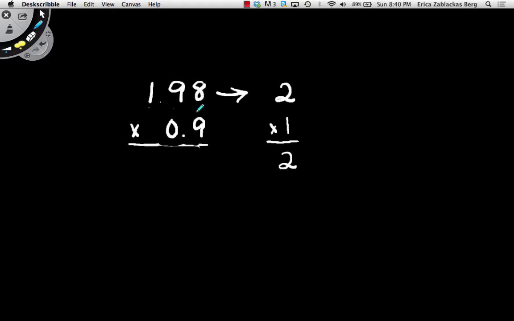Let's start by multiplying 8 times 9, where we get 72. Regroup the 7. 9 times 9 is 81, and 81 plus 7 is 88. 9 times 1 is 9, plus 8 is 17. Since we have a 0 here, we don't really have to do anything with it. So we can go ahead.